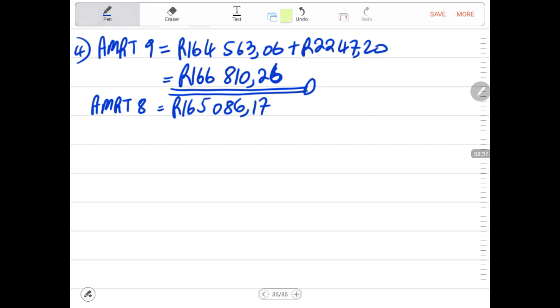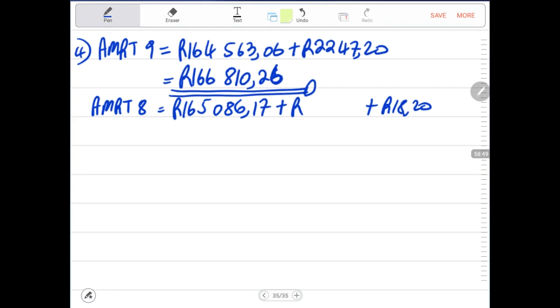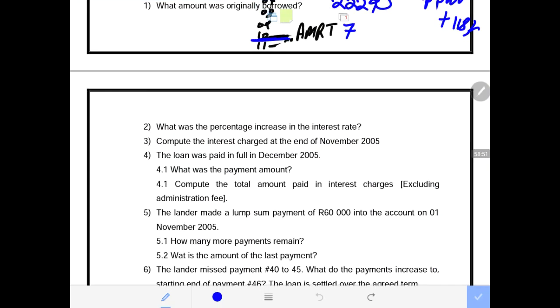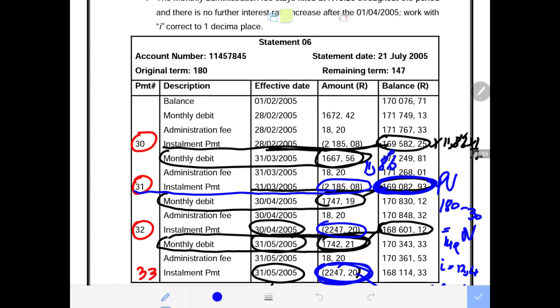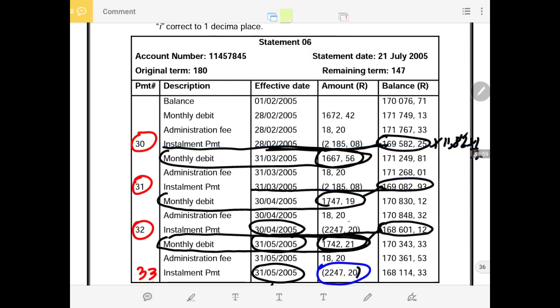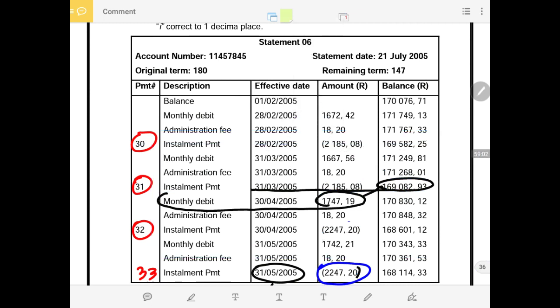So what do we need to do? We need to add the interest. Then after we add the interest, don't forget the admin fee, R18.20. That's exactly what we have analyzed in the statement. If you remember, we said in the statement, I don't want the opening balance, I want the closing balance. Just take the closing balance, not the opening balance.